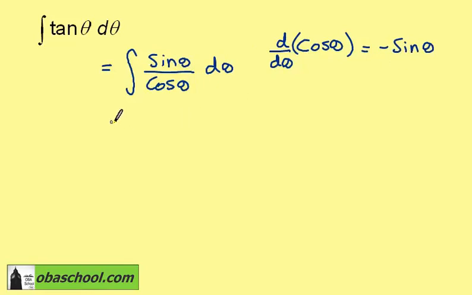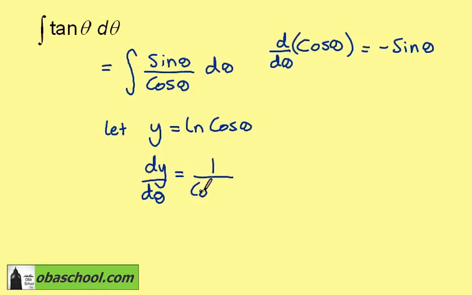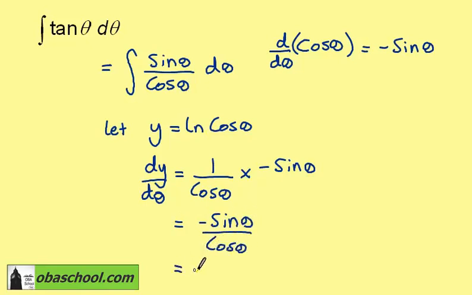If we think back to our differentiation, if we had the log of cos theta and we differentiated, we get 1 over cos theta multiplied by the differential of the inside function. And this gives us minus sine theta over cos theta, which is minus tan theta.